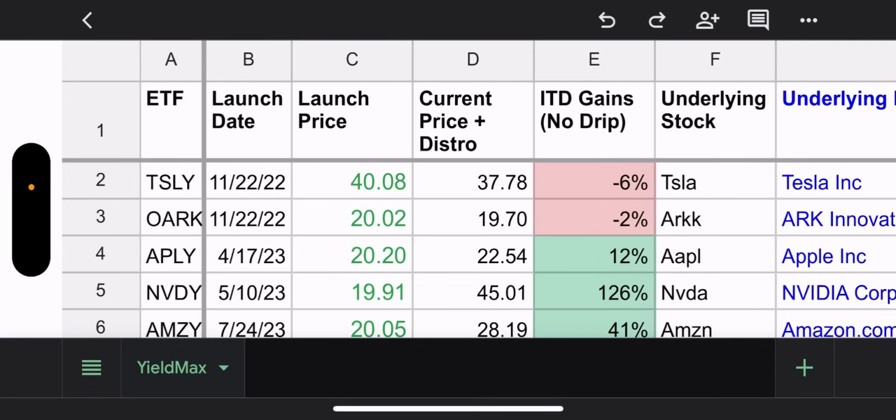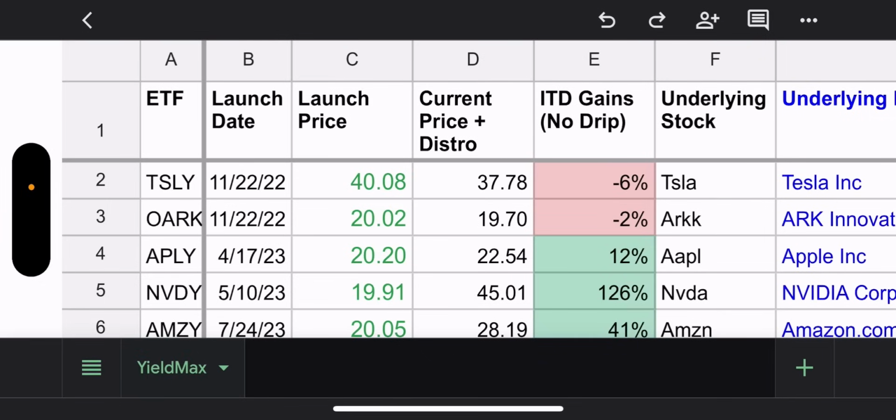So I want to talk about the historical performance of all of the YieldMax funds. Obviously I've been tracking all the funds, what they've been paying. So I figured I might as well use that data to calculate the actual performance of the fund if you consider not only the ETF price, but also the distributions.